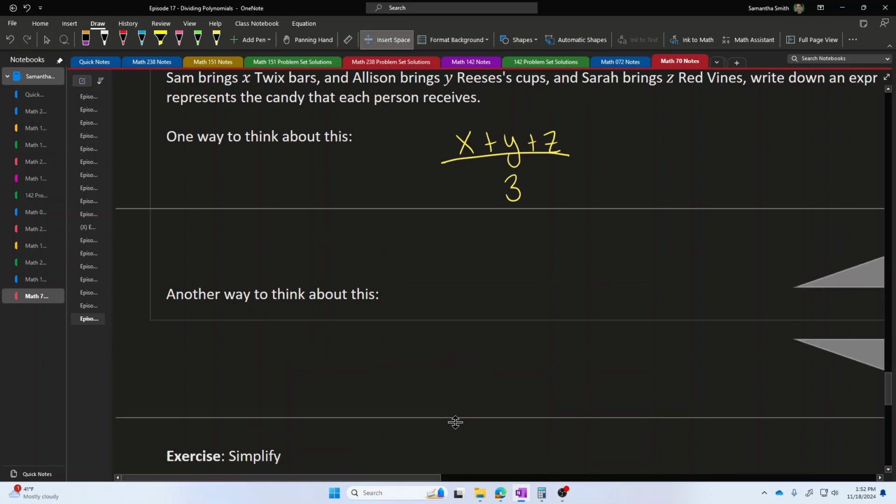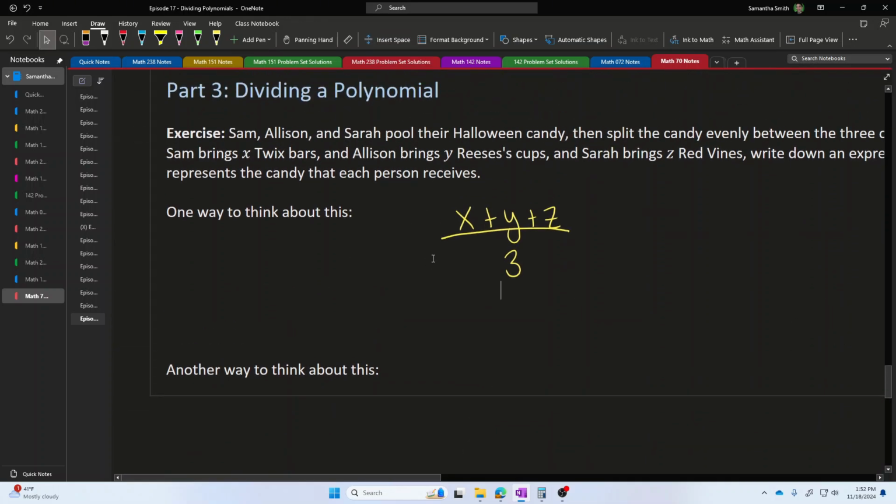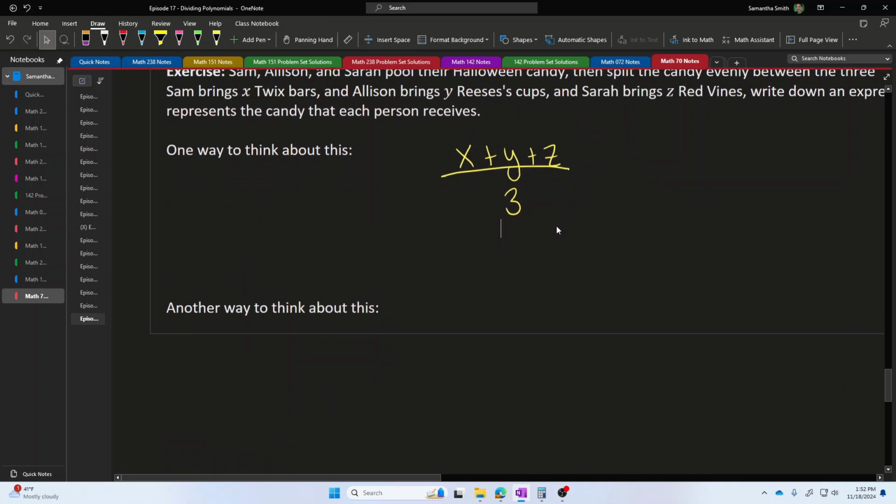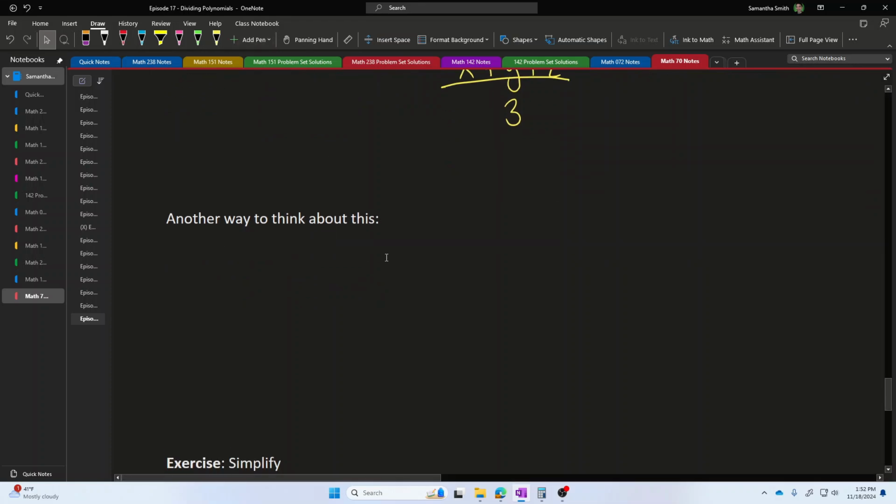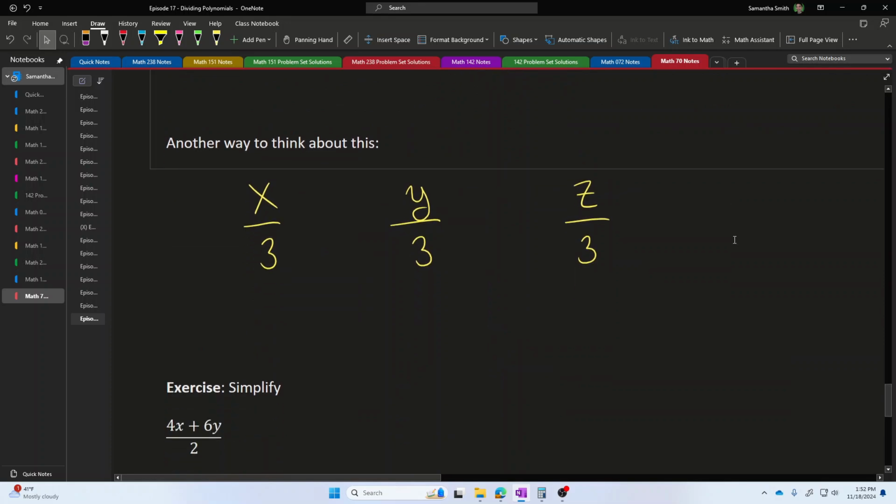Now, another way to divide the candy evenly is that instead of throwing all the candy into one big pile and then redistributing it and dividing it by three, Sam can come in and divide up her pile of Twix bars among all three of the people. Allison can divide her pile of Reese's cups among the people. Sarah can divide her red vines among the people. And then each person will end up with the combined total of the Twix bars they got from Sam, the portion of the Reese's cups they got from Allison, and the portions of the red vines that they got from Sarah.